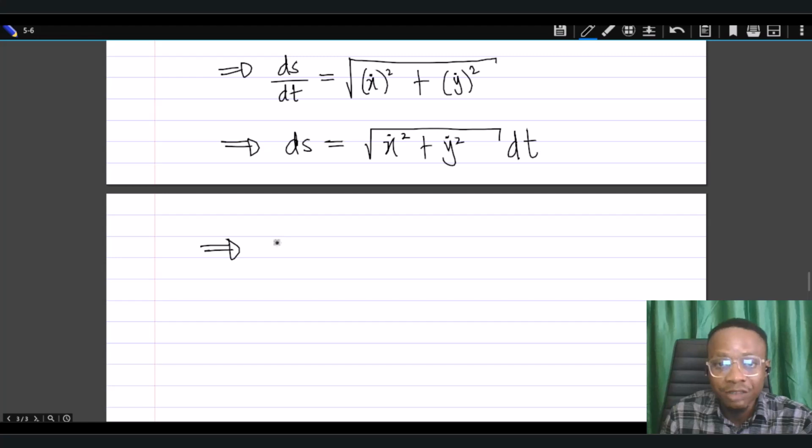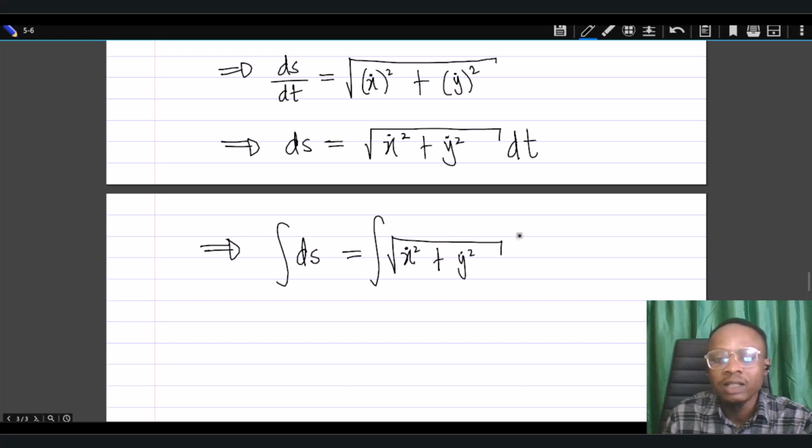This is a differential equation now. We know this will be a function of time. This will be a function of time. So we have separated the variables literally. So the integral of this will be equal to the integral of the square root of x dot squared plus y dot squared, with respect to time. We integrate this because this is a function of time, this is a function of time. So we integrate this with respect to time. We'll also integrate this with respect to time.